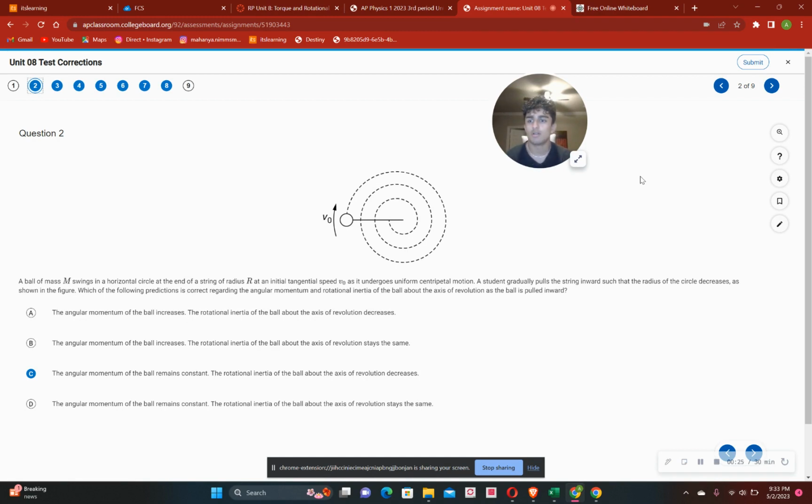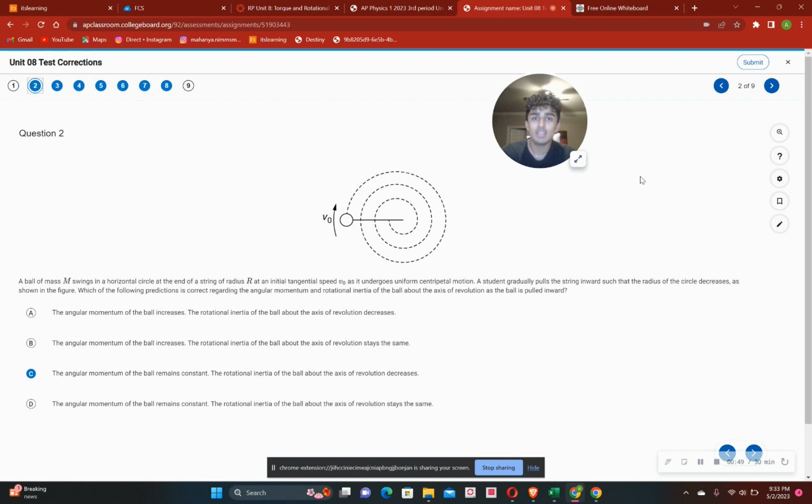I worked this question out and I came up with the answer that the angular momentum of the ball remains constant and the rotational inertia of the ball about the axis of revolution decreases. So just like in linear motion, momentum of the system is always conserved. I already knew that, and I was picking between C and D.